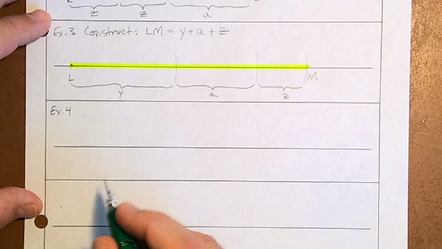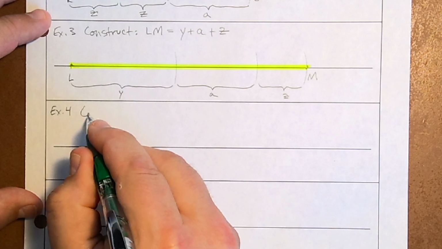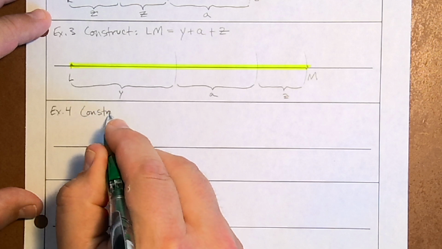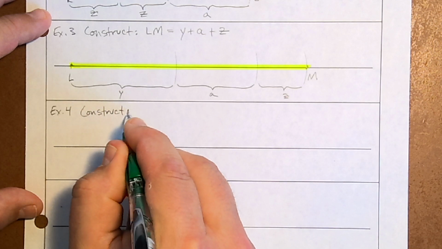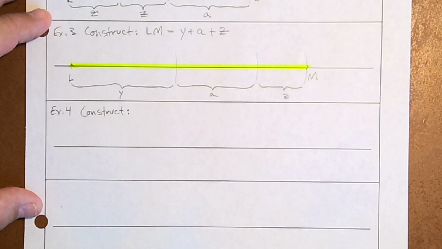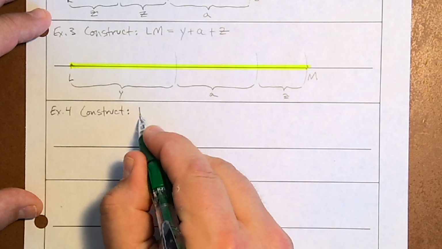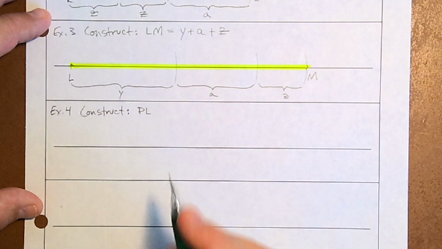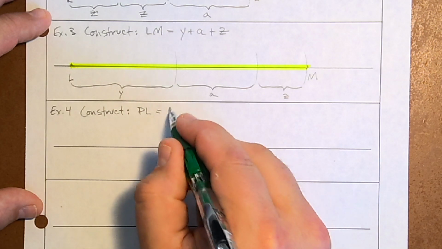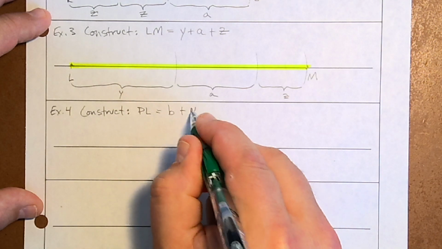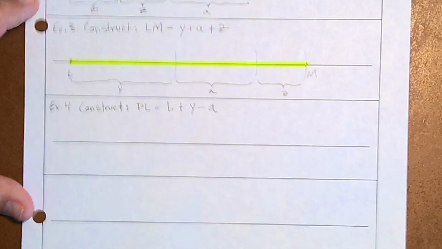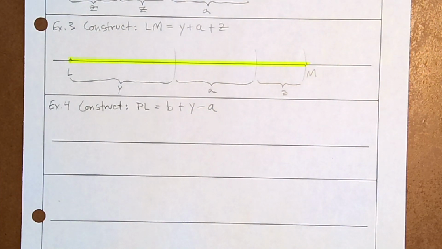Example 4. Keeping in mind the idea of left to right, I want you to construct segment PL that is going to be B plus Y minus A units long.